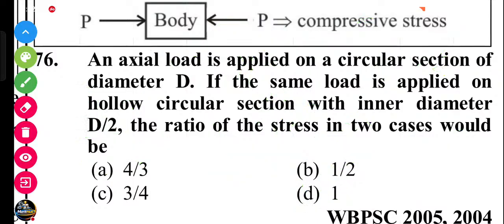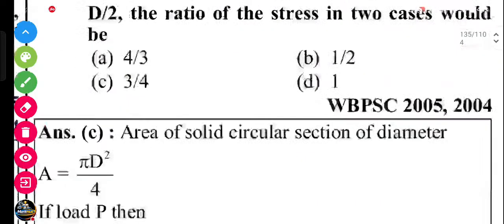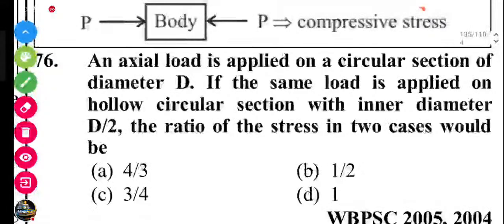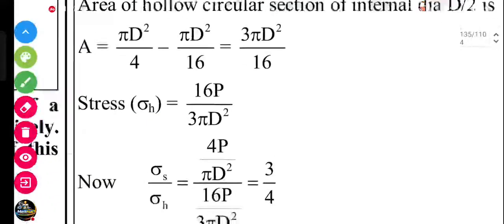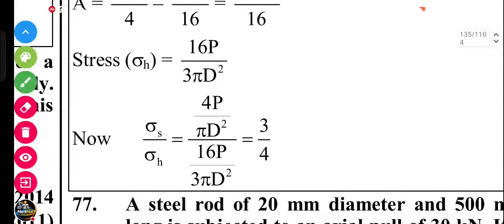Let's check the answer. I think there is a calculation mistake. The answer is 3 by 4. Let's check this process.